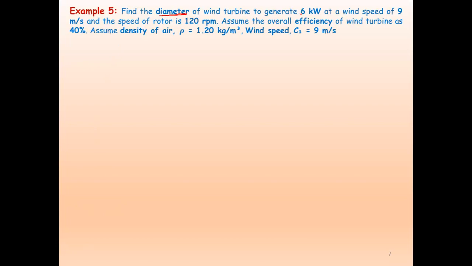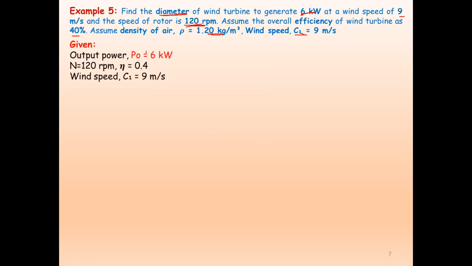It generates a power of 6 kilowatt at wind speed of again 9 meter per second. Then speed is 120 rpm. Now here speed, angular speed is given. Assume overall efficiency of turbine as 40%. Air density is there, and wind speed is also given. So we'll see these different types of application. We can say how to find out this diameter of wind turbine.